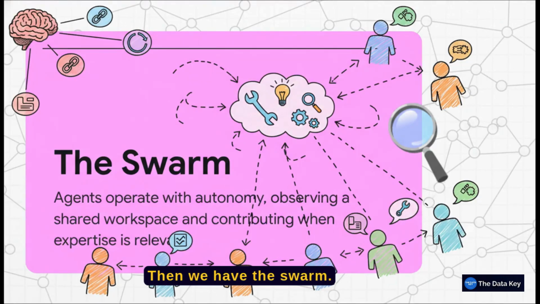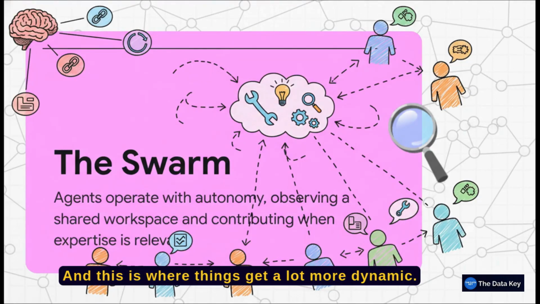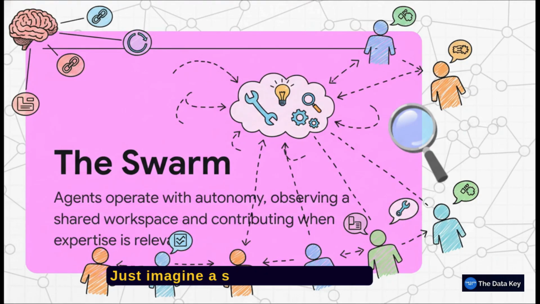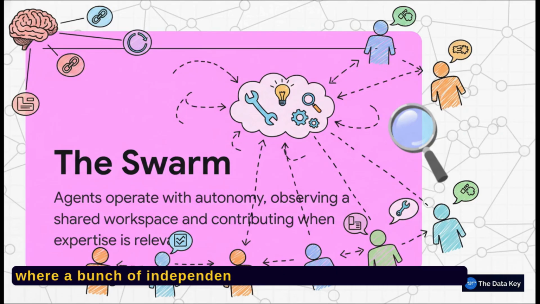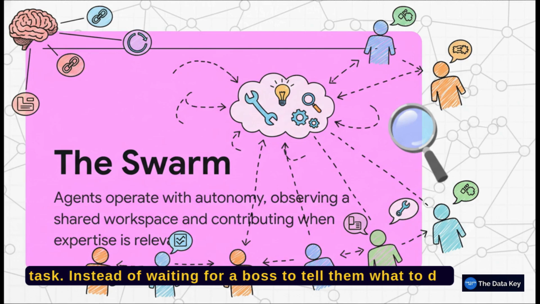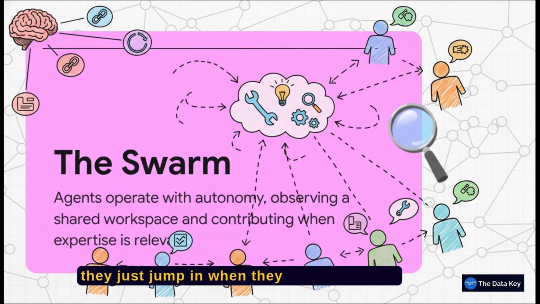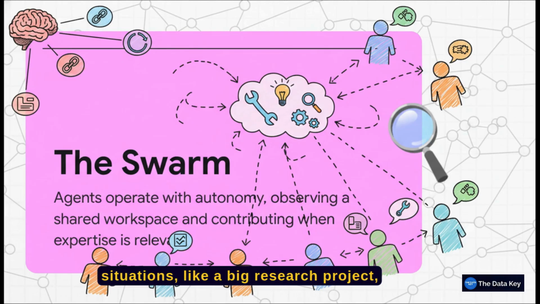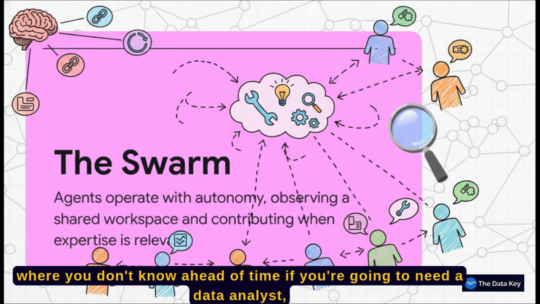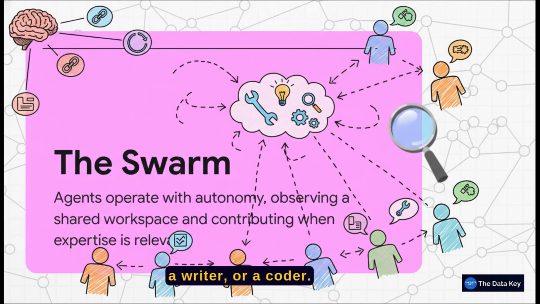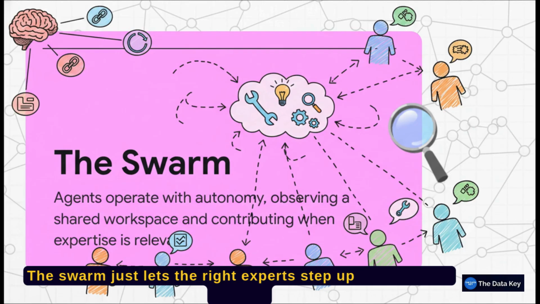Then we have the swarm, and this is where things get a lot more dynamic. Just imagine a shared office space, like a Trello board or something, where a bunch of independent experts can all see the current task. Instead of waiting for a boss to tell them what to do, they just jump in when they see something that fits their skills. This is amazing for unpredictable situations, like a big research project where you don't know ahead of time if you're going to need a data analyst, a writer, or a coder. The swarm just lets the right experts step up when they're needed.